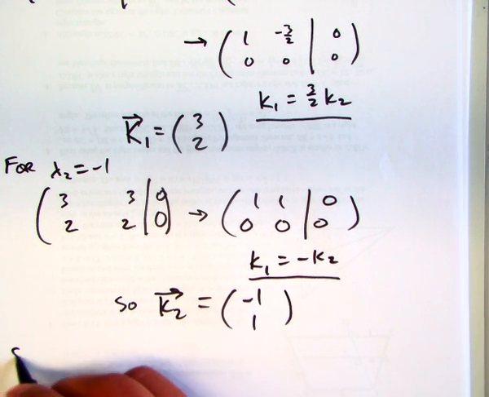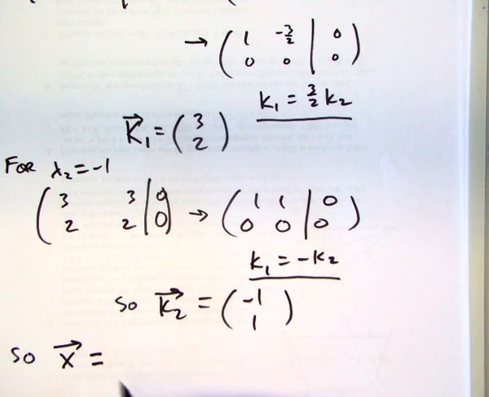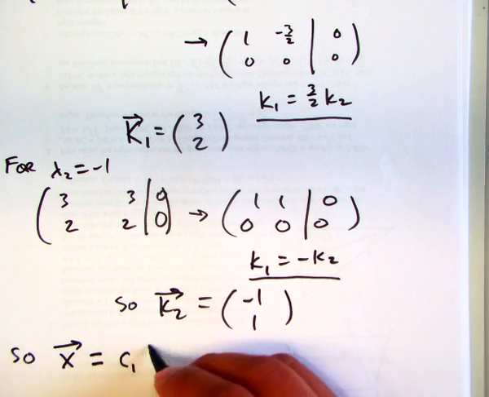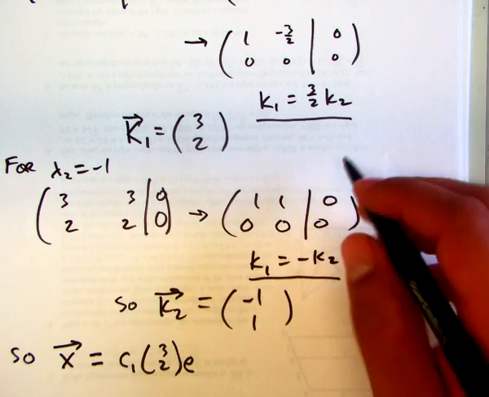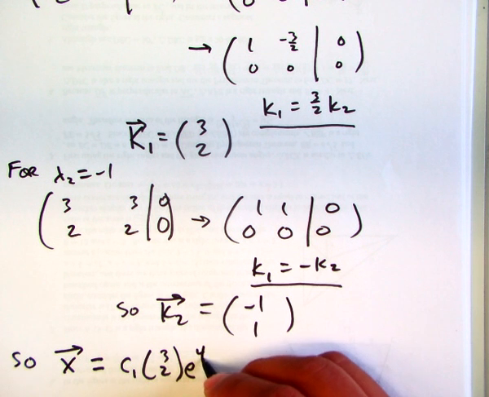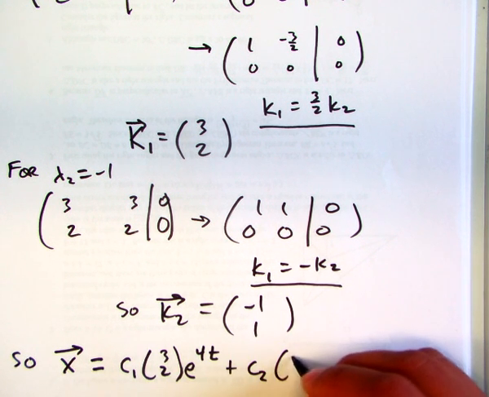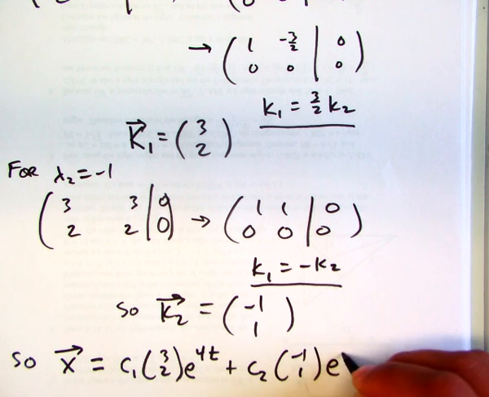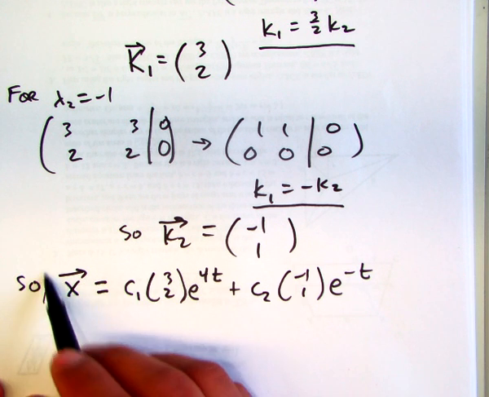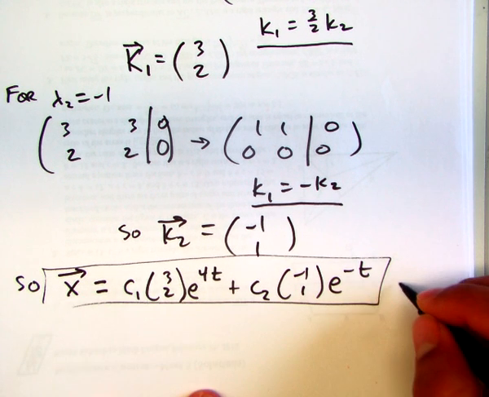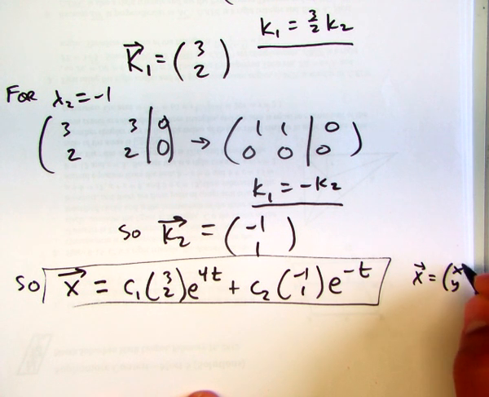Okay, so our general solution is going to be c1 times k1. So we have 3, 2, and then e to the lambda, so whatever the eigenvalue was there, which was 4, times t, plus c2, negative 1, 1, e to the negative t. And here's our general solution. And again, we know that x is our column vector representing x and y here.